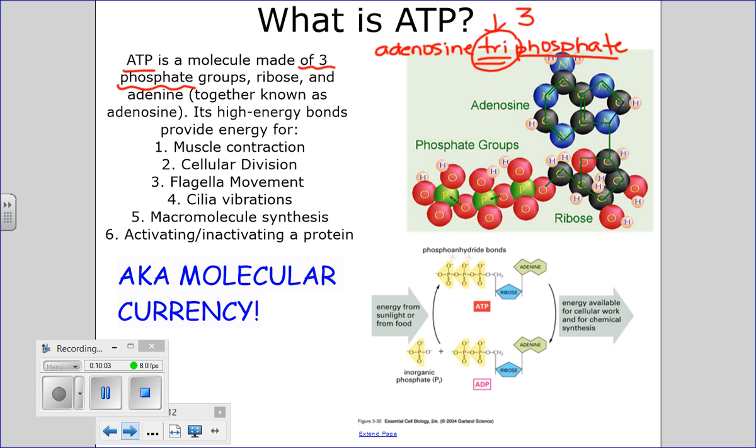And it has very high energy bonds. These high energy bonds are between the phosphate groups. And so that's why we're focusing on them. These high energy bonds, when I break them, can provide energy for a number of different things. So some of them are fairly obvious. They provide energy for muscle contraction.